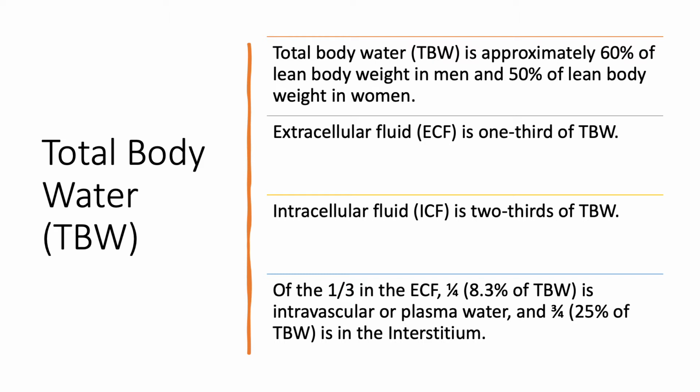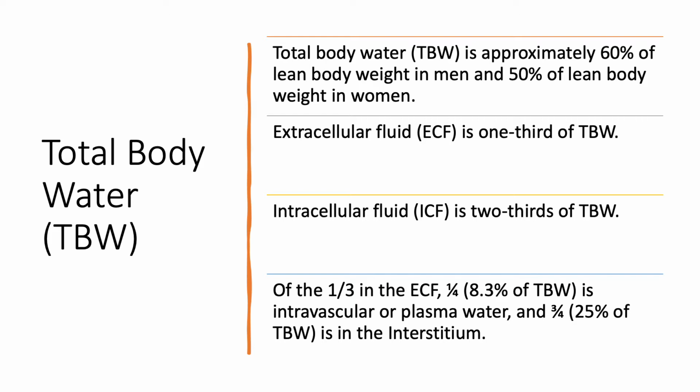Approximately 60% of lean body weight in men and 50% of lean body weight in women is water. Now, the water is either inside the cells, intracellular, or outside the cells, extracellular. The extracellular fluid is about a third of total body water, while the intracellular fluid is 2/3 of total body water. So most of the water in the body is inside the cells.